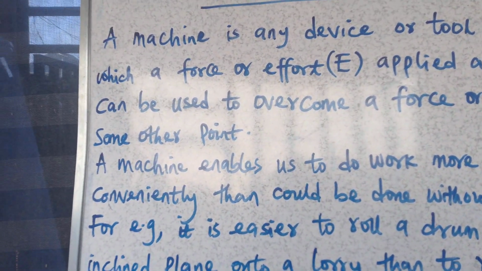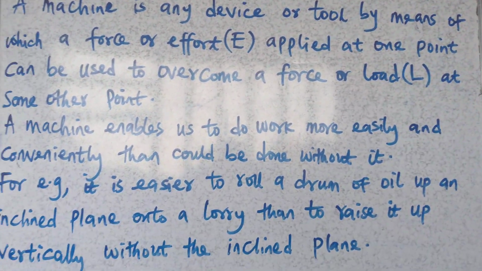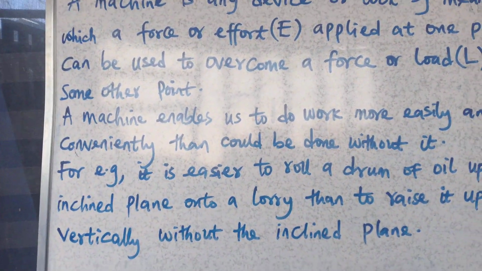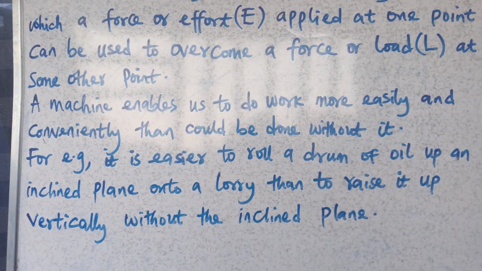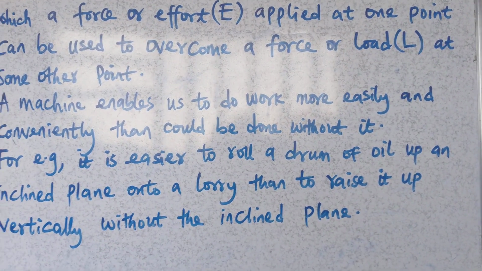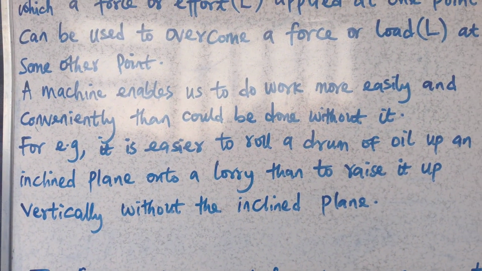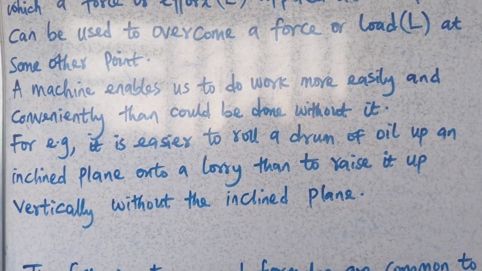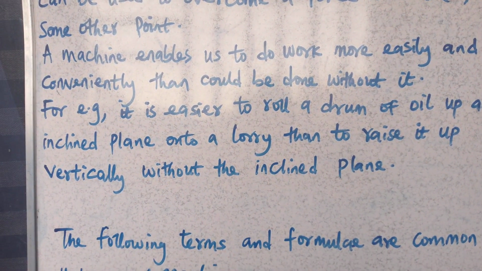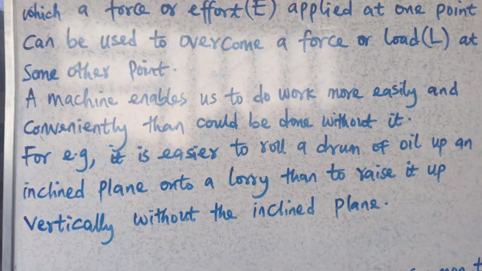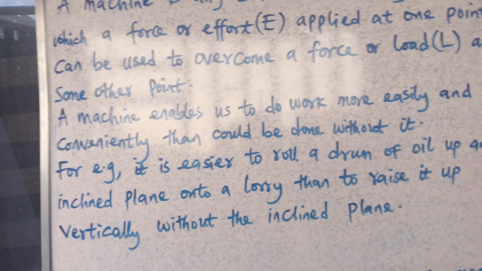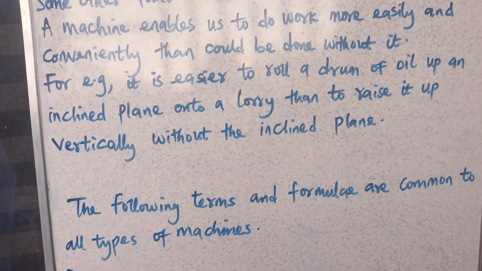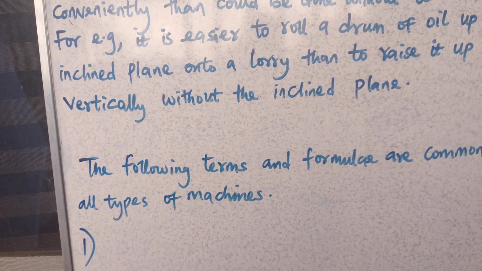Now, a machine enables us to do work more easily and conveniently than could be done without it. For example, it is easier to roll a drum of oil up an inclined plane onto a lorry than to raise it up vertically without the inclined plane. So that's the essence of a machine, to make the work done more conveniently, easier and faster. Now, the following terms and formulae are common to all types of machine.